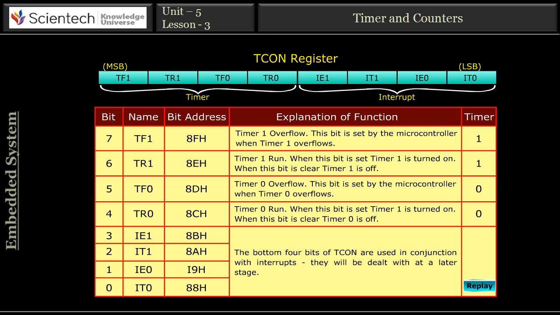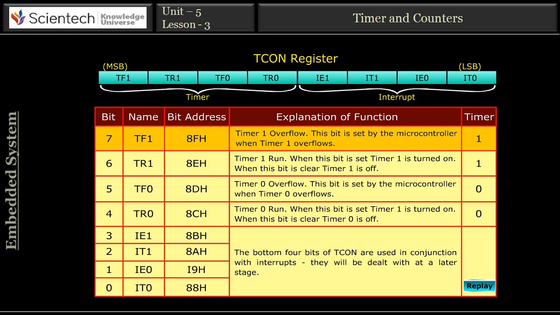A register used to control the timer or counter operation is called TCON. As we see in an animation, the lower 4 bits of TCON are for interrupt function, and the upper 4 bits for timer operation. Now we are going to discuss the structure of TCON register. The table shows the structure and use of each bit. Bit 7 is TF1, that is, timer 1 overflow bit.